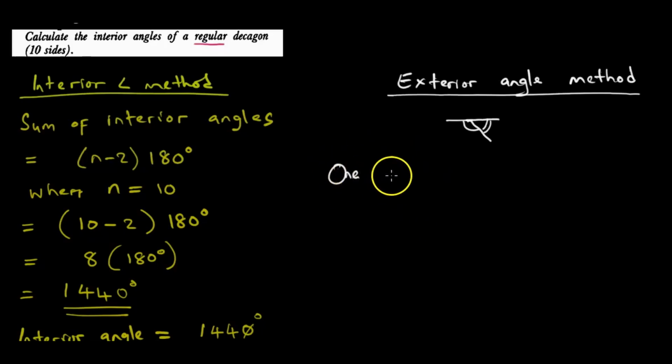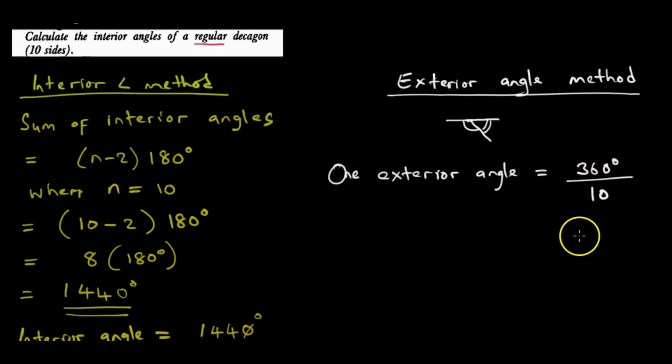one exterior angle is equal to the sum of all exterior angles, which is 360 degrees, but we have 10 exterior angles. You see? And we can do this because our shape is regular. If a shape is regular, it means my interior angles are equal, and also my exterior angles are equal. Just a quick example to explain this.